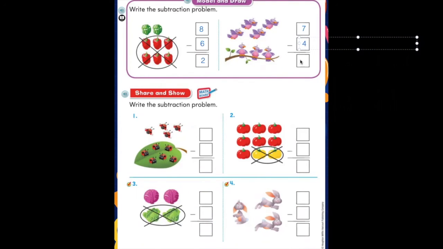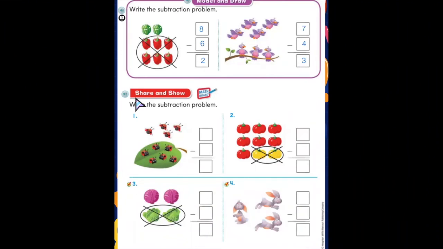Last, we'll see how many birds are left on the branch, and that will give us our answer to our subtraction problem. How many birds are left on the branch? 1, 2, 3. There are 3 birds left on the branch. That means our answer is 3.